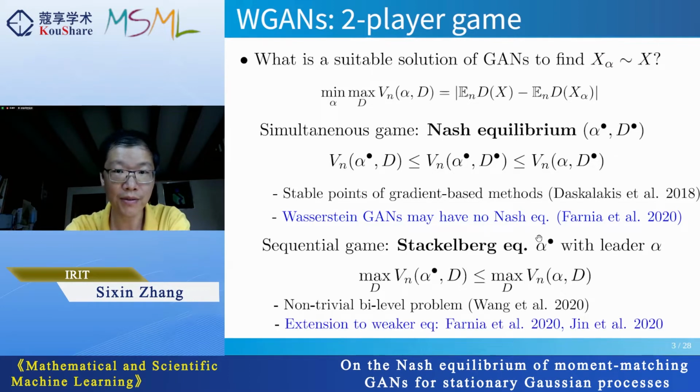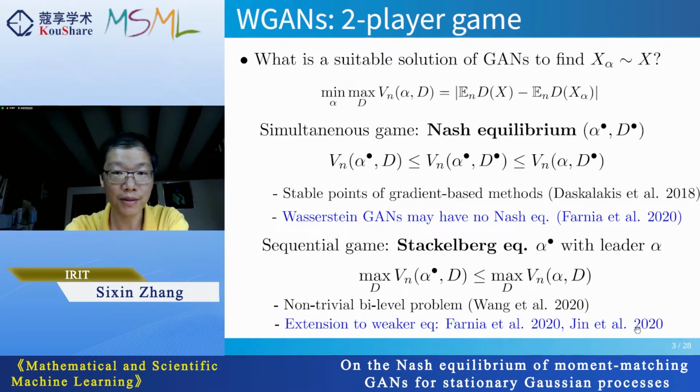It is actually motivating another way to think of this problem from a sequential game perspective, by considering Stackelberg equilibrium. Basically, alpha dot is a global minimum of this maximization problem over D. So by maximizing over D, we then try to find an alpha dot that has the global minimum. This is a non-trivial bi-level optimization problem. And then there were different extensions of this notion of equilibrium in related works.